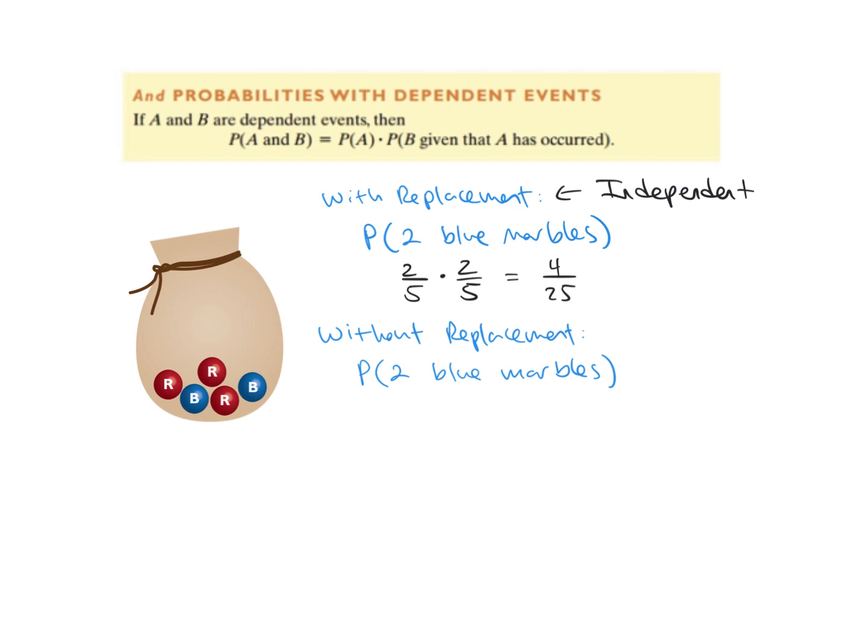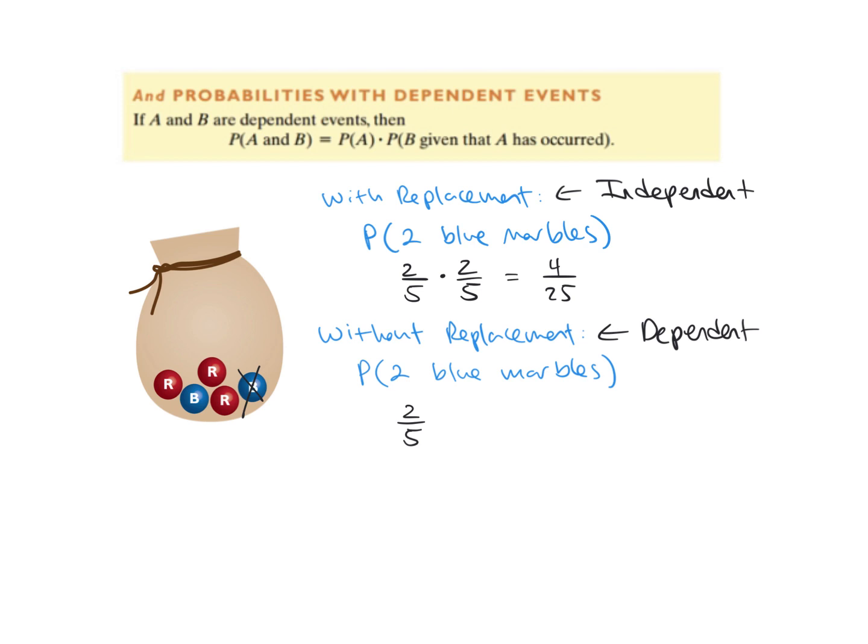Now, without replacing the marble, these become dependent events. If I reach in and draw a marble, hoping for a blue, the probability of drawing a blue is going to be 2/5 the first time. Now, we assume that I did take out a blue marble. So one of these blue marbles is now removed. I've taken it out of the bag and it's in my pocket. Now I'm going to reach in again. What's the probability of drawing another blue marble?